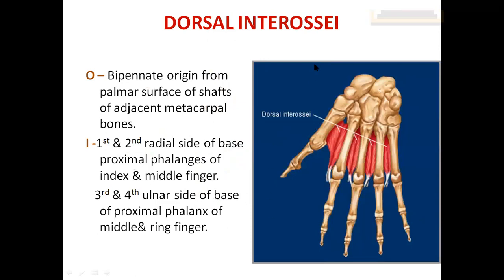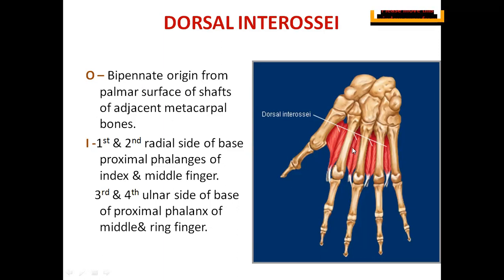Now when you see from the dorsum of our hand, these bipinnate muscles that you are finding are all dorsal interossea. These bipinnate muscles originate from the palmar surface of the shaft of the adjacent metacarpal bones. Suppose you number it as 1: the origin is from the medial aspect of the first metacarpal bone and the lateral aspect of the second metacarpal bone, and insertion is into the base of the proximal phalanx of the index finger. Just look at this image, you will write on your own, right?